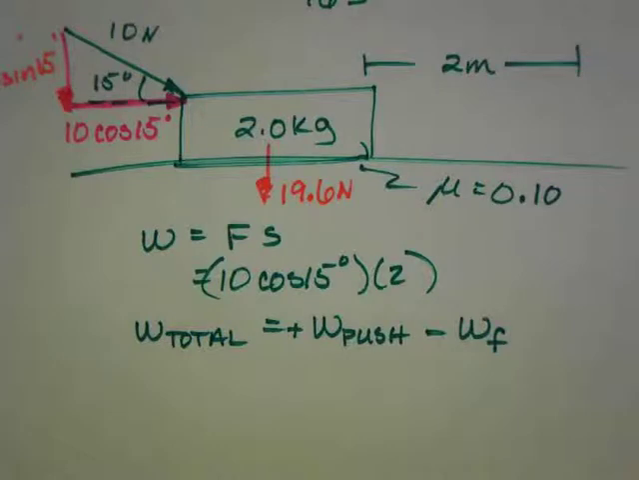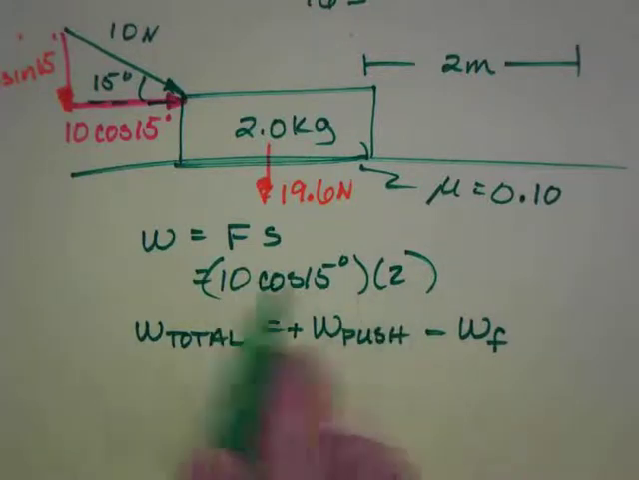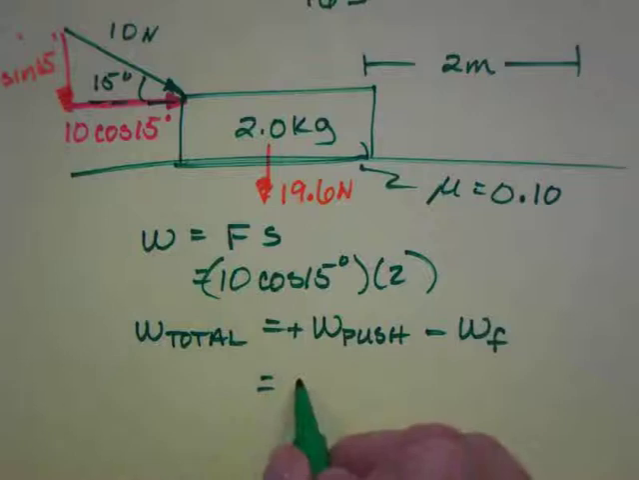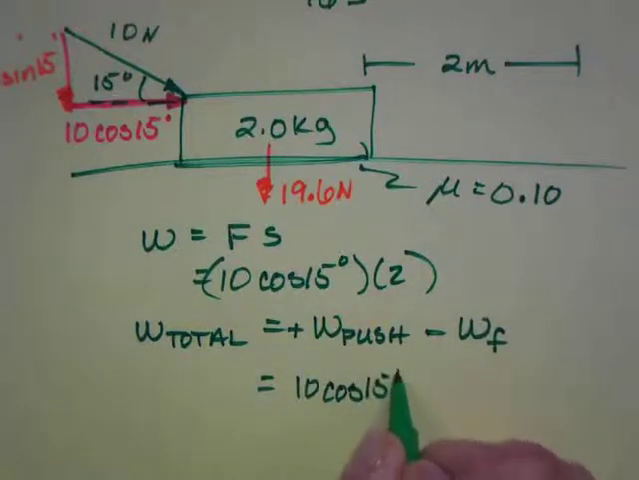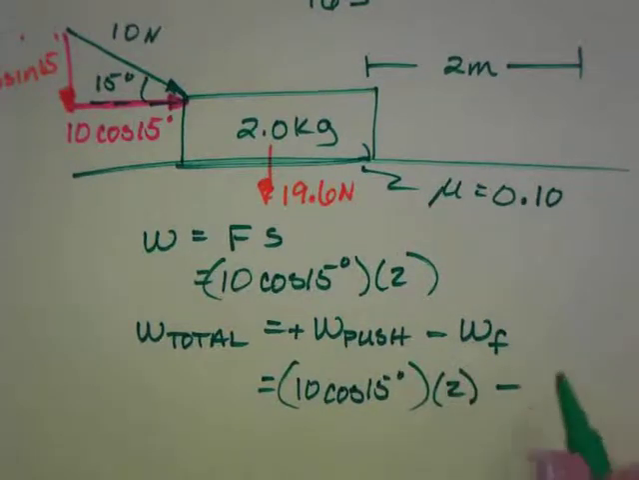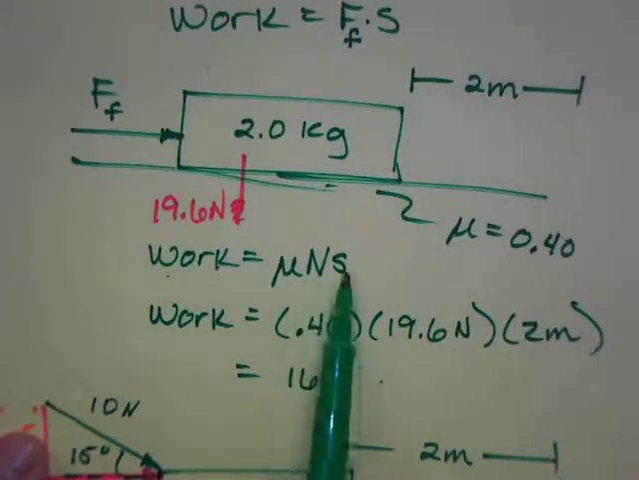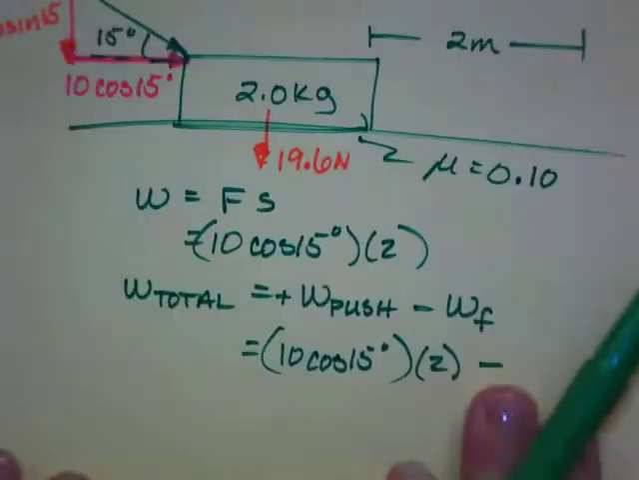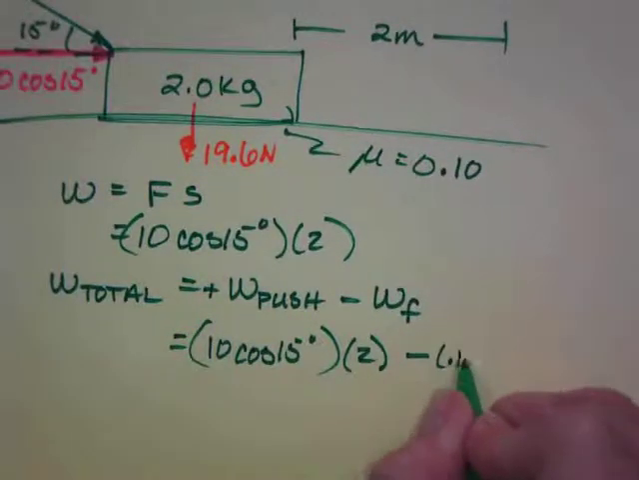Matt? So is this work push minus work friction, or? Yes, that is correct. Work push minus work friction. So then the total work would be, and see if you can follow this, work push, that didn't change. That was originally what we calculated. So 10 cosine 15 times 2 meters. And work done by friction is, from this formula up here, mu times the normal force times the distance, right?